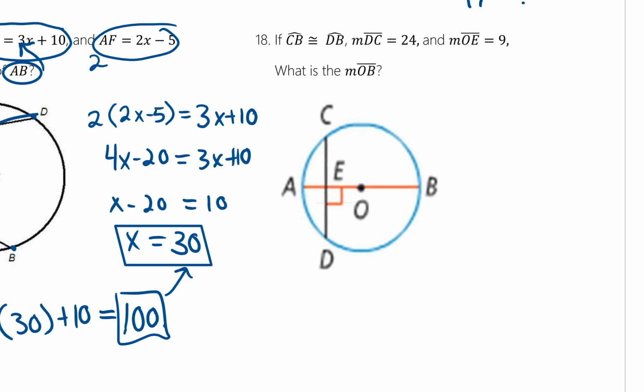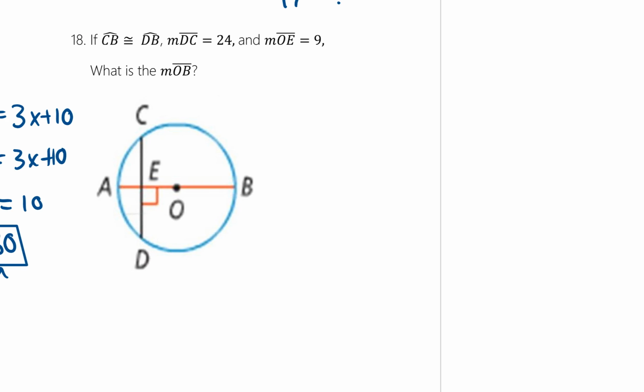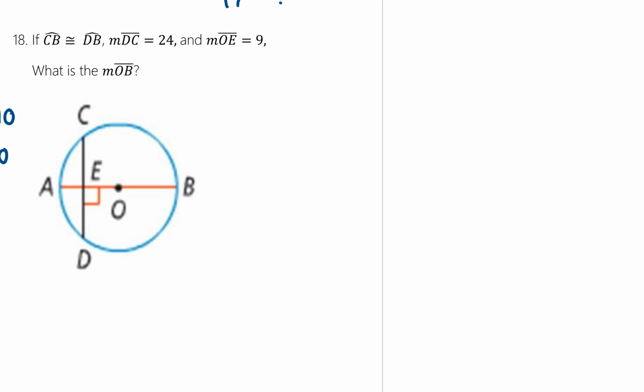The next problem is still dealing with those three properties, but it's a little different, so let's take a look at it. First, let's read through the problem and mark out what it says. It says arc CB, so C to B, is congruent to arc DB, so D to B. So that arc is congruent to that arc. If that's true, based off our properties, this segment is congruent to that segment. We also know that's true because we have a diameter with a perpendicular to that chord, so those two parts are congruent.